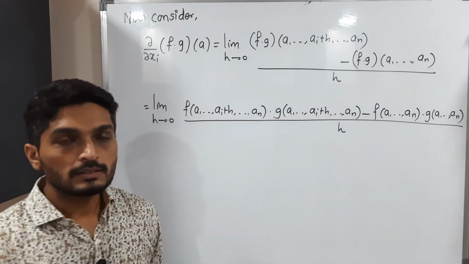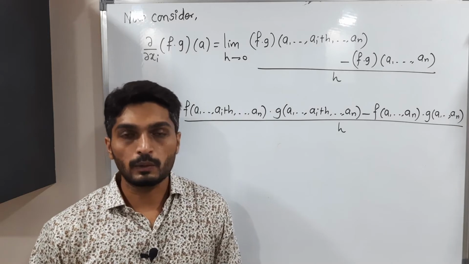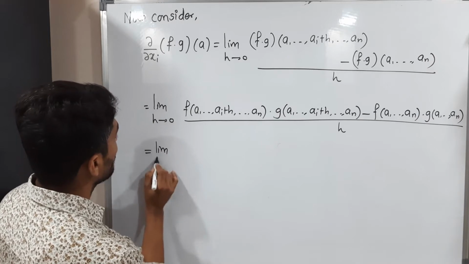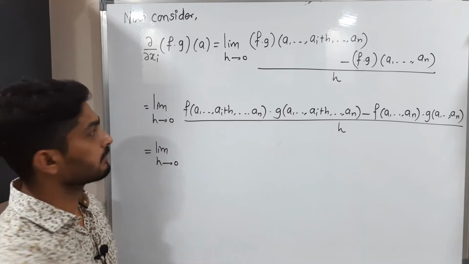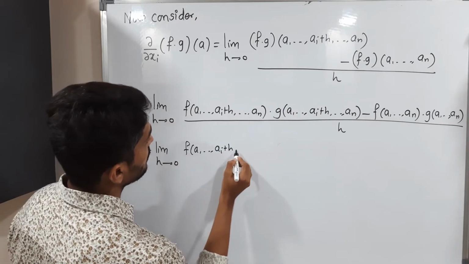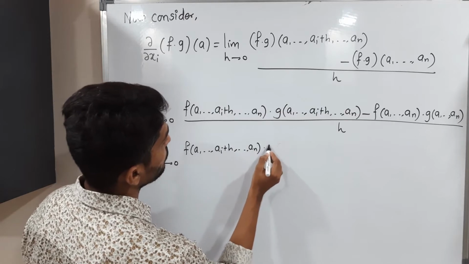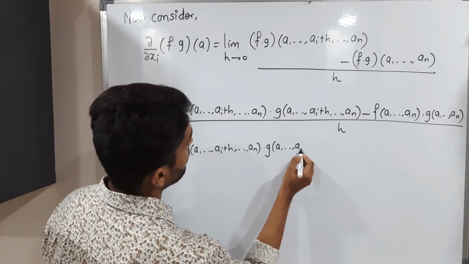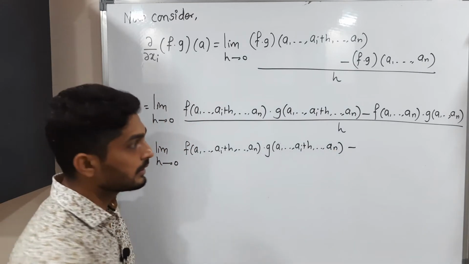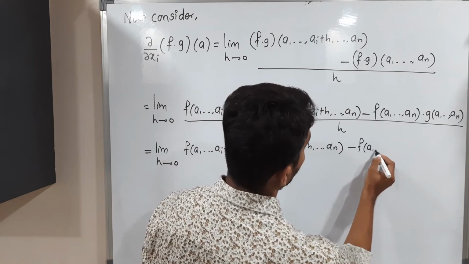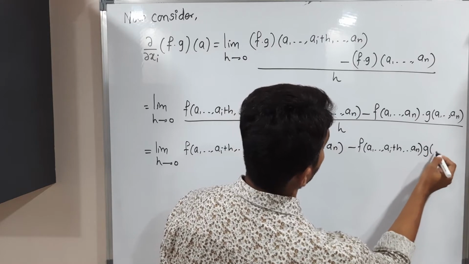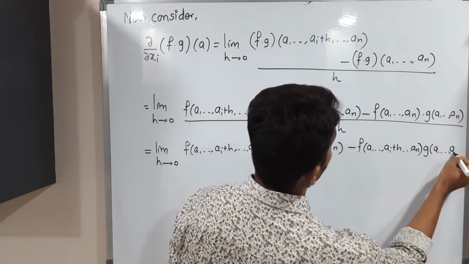h. Now I'm going to add a few terms. Without that we cannot prove it. See what I'm going to do. Limit h tends to 0. First of all, I will copy it first: f of a1 and so on, ai plus h and so on n, into g of a1 and so on, ai plus h and so on n, minus. Now I'm going to subtract f of a1 and so on, ai plus h and so on n, into g of a1, a2 and so on n.